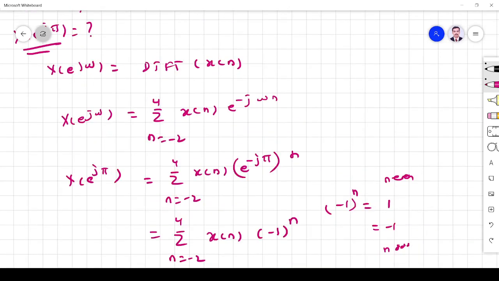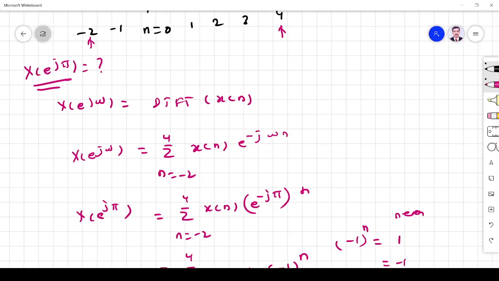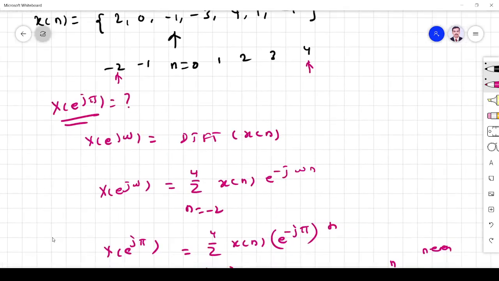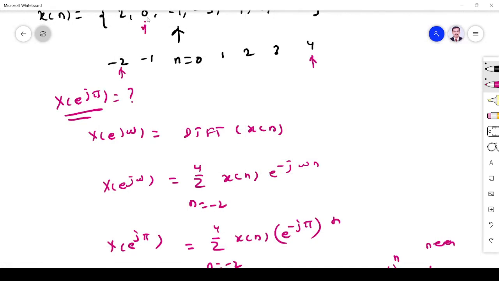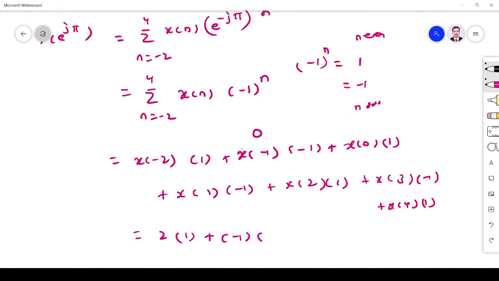So they have given everything. What is x of 0? In the problem they have given x of 0 as 2. So 2 into 1. X of minus 2 is 2, it is minus 1. X of minus 1 is 0, right? So for n equal to minus 1 it is 0, so we can remove this. For n equal to 0 it is minus 1. For n equal to 1, odd, it is minus 1.